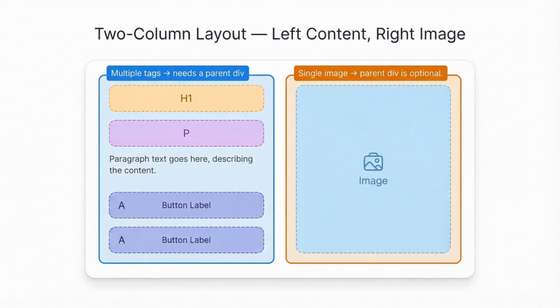Here's an important rule the instructor explains. When you have multiple tags on one side, like a heading, paragraph, and buttons, you absolutely need a parent div to wrap them. But when you have a single element, like just one image, wrapping it in a div is optional. You can place the image tag directly without a container. It's flexible. Use your judgment.